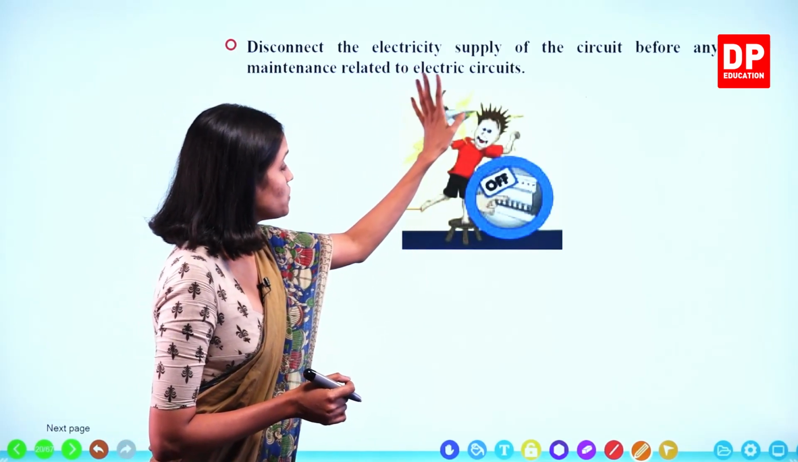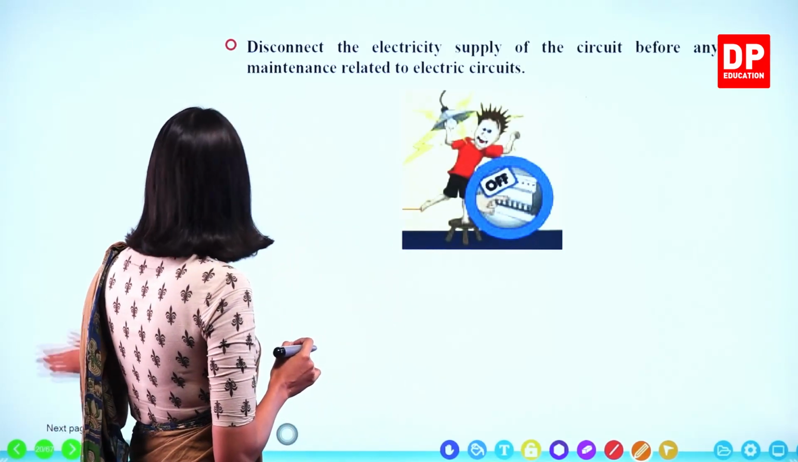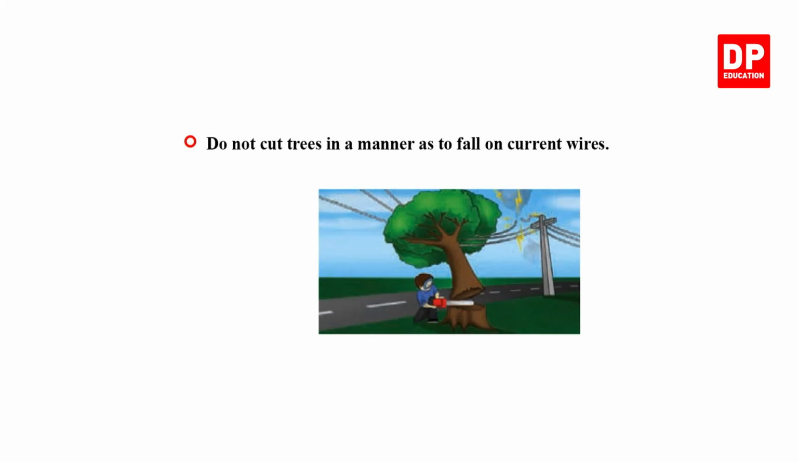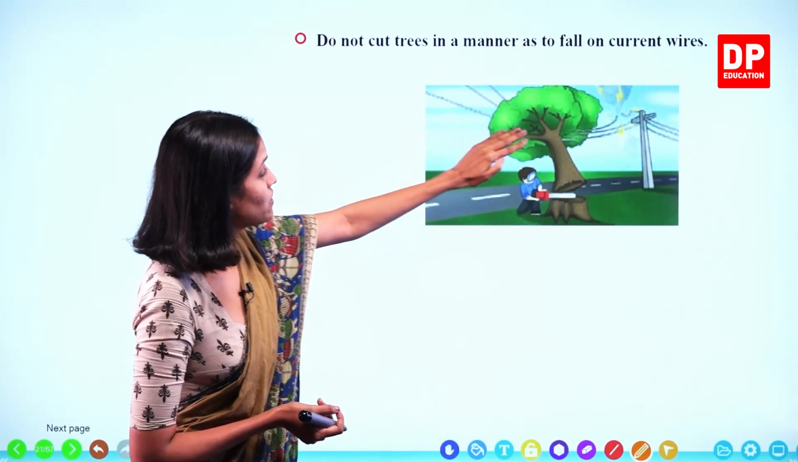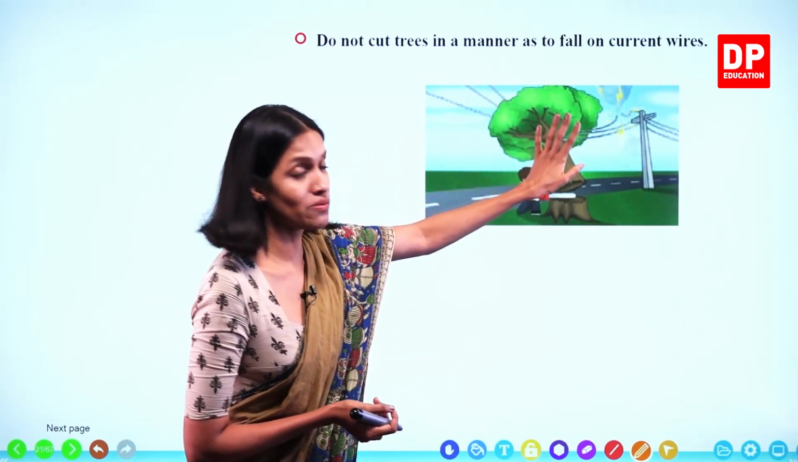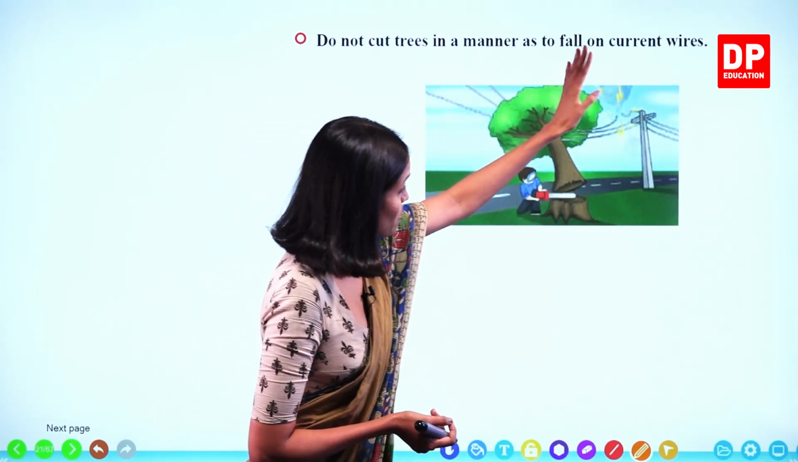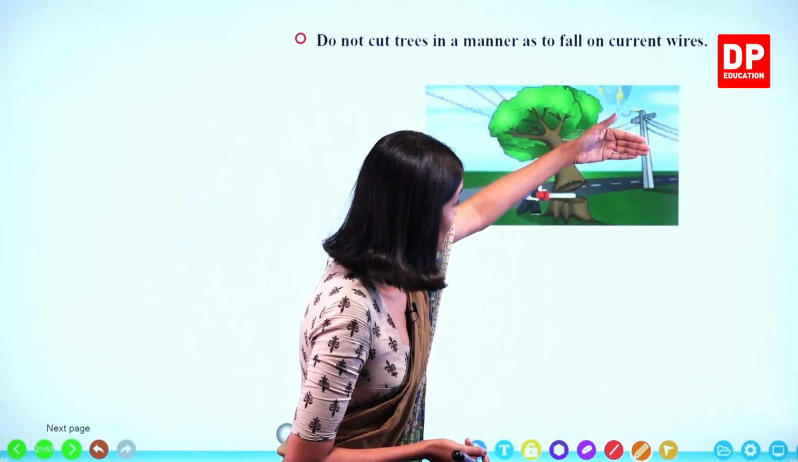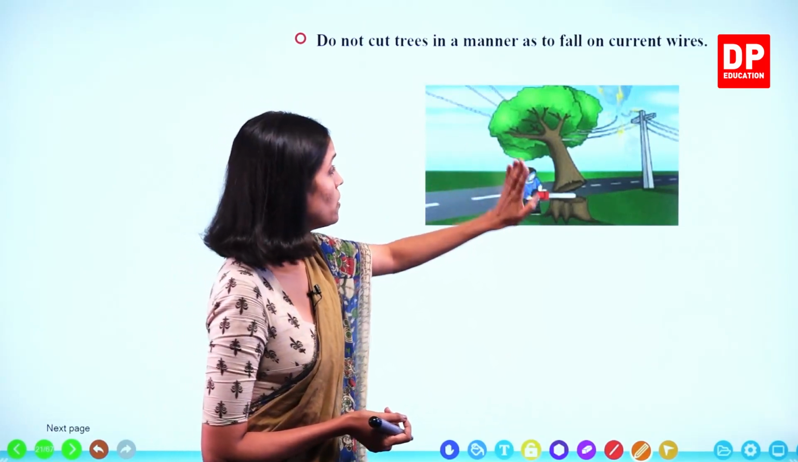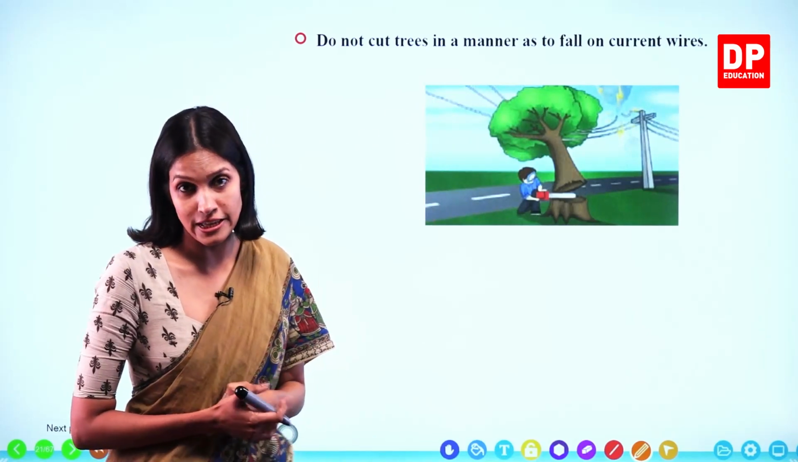Otherwise, you will get electrocuted like this. Right, children? We'll move on to the next. Do not cut trees in a manner as to fall on current wires. Look at this picture, right? A large tree by a roadside. When you cut it like this without any precaution, what will happen? It might fall onto the wires, and if the wires break and fall down, what will happen? The people around here also will get electrocuted. Therefore, at least with the help of a few people, we have to do something like this.